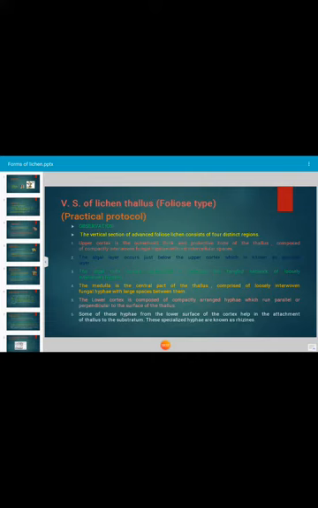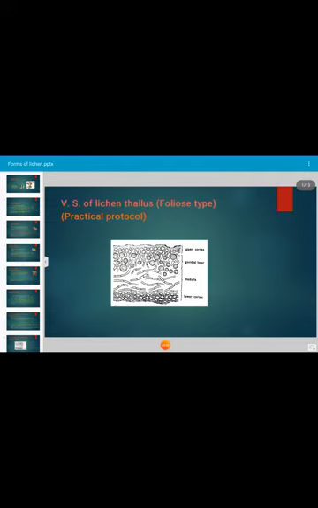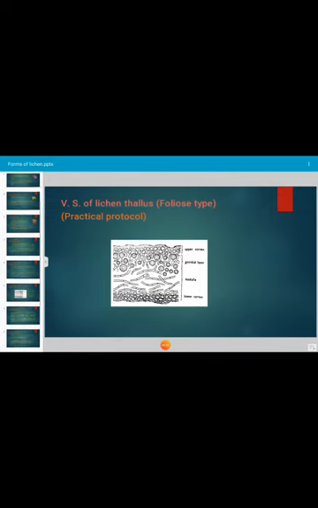This is the detail of the vertical section of lichen thallus, and the lichen thallus was selected from the foliose type of lichen. Okay, next. This is the photograph of the vertical section of lichen thallus. The uppermost is the cortex region, then the gonidial region that consists of algal elements. The entire middle region is known as medulla, and the lowermost region is again made up of fungal hyphae, that is lower cortex. Next.